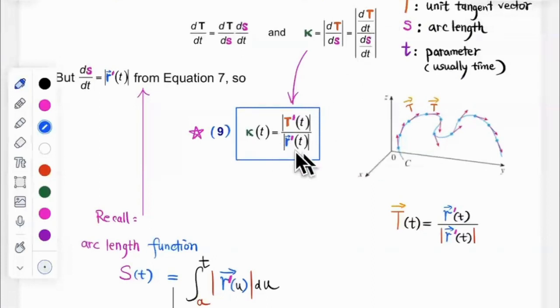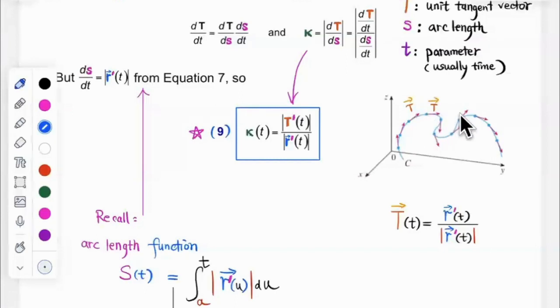So this is r prime of t, and dT/dt is the rate of change of the unit tangent vector with respect to t. Usually t is the time. Then this will be the magnitude of T prime of t. That's T prime of t up here. Down here, it is the magnitude of r prime of t. So we got this formula over here.